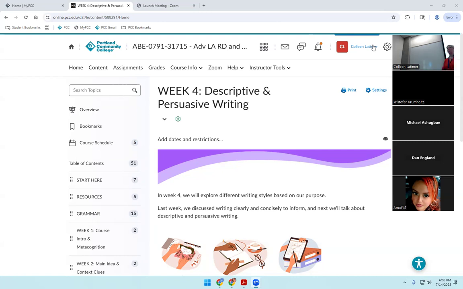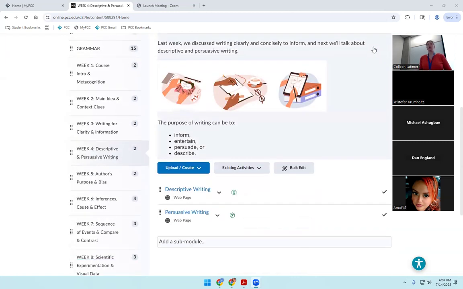All right, this is week 4. We're going to talk about descriptive and persuasive writing this week. Last week, we covered writing clearly and concisely, and that is considered writing to inform. So we'll move ahead looking at different purposes for writing. There's only a few of them, and they're not super hard to figure out. We are either writing to inform people of something, writing to entertain them, writing to persuade, or to describe. So tonight we are focusing entirely on describe.